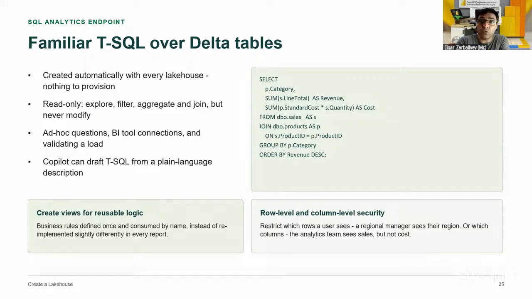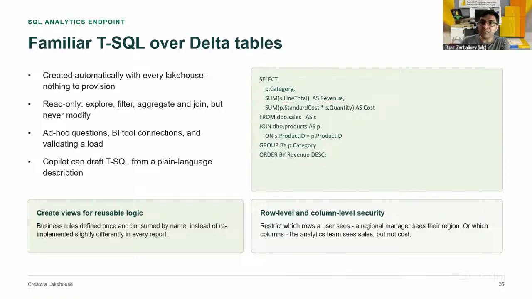The SQL Analytics endpoint is created automatically with every lakehouse. You did not provision it. There is nothing to configure, and it's already there waiting for you. What you get is T-SQL over your Delta tables. The query on the right is nothing exotic, joining sales to products and aggregating by category. If you know SQL, you already know how to use this.